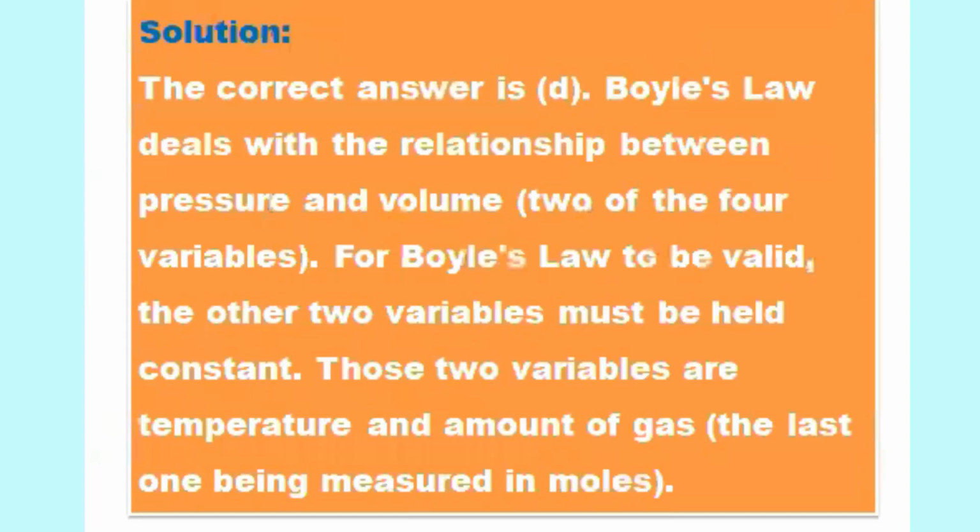Okay, the correct answer is D. Boyle's law deals with the relationship between pressure and volume. Okay, two of the four variables. For Boyle's law to be valid, the other two variables must be held constant. Thus, the two variables are temperature and amount of gas. The latter being measured in moles. Okay, the amount of gas is measured in moles.